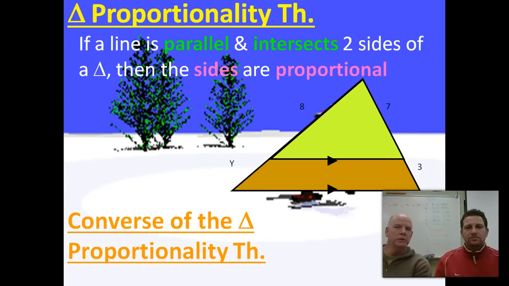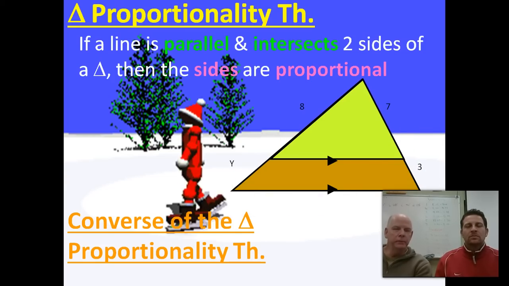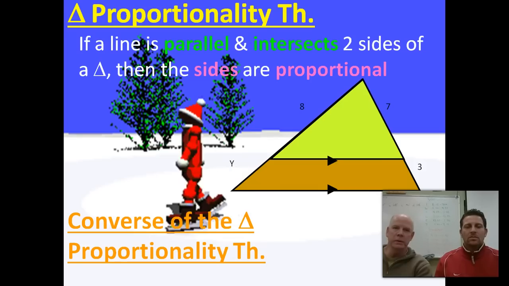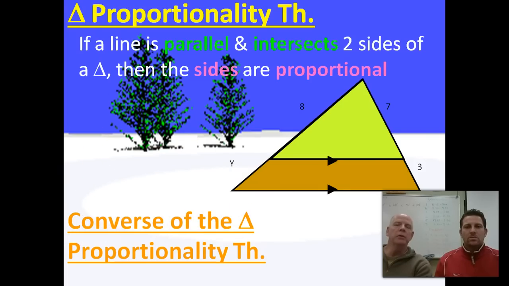So this theorem says if a line is parallel, which remember the mid-segment was, parallel and intersects two sides of a triangle, it could be anywhere though, intersecting those other two sides. It does not have to be the midpoints now. Then the sides are proportional.